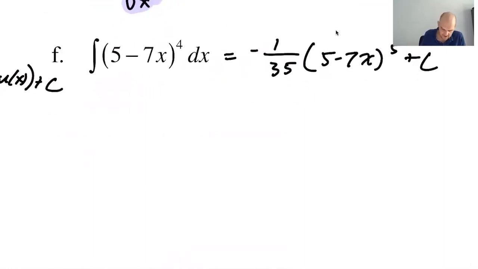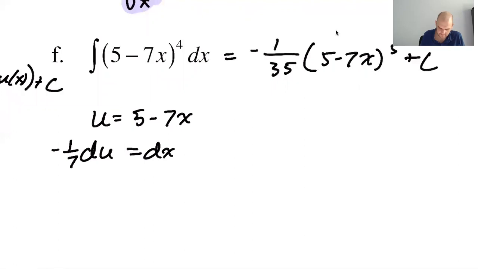If we do the substitution, we say u is 5 minus 7x. Then, let's say -1/7 du is dx. And so it becomes -1/7 u to the 4th du.